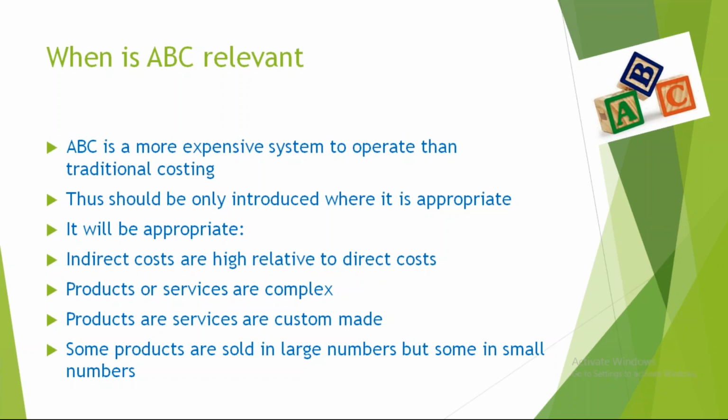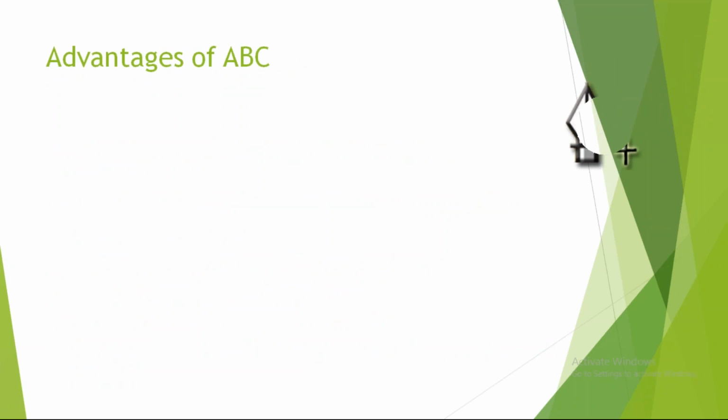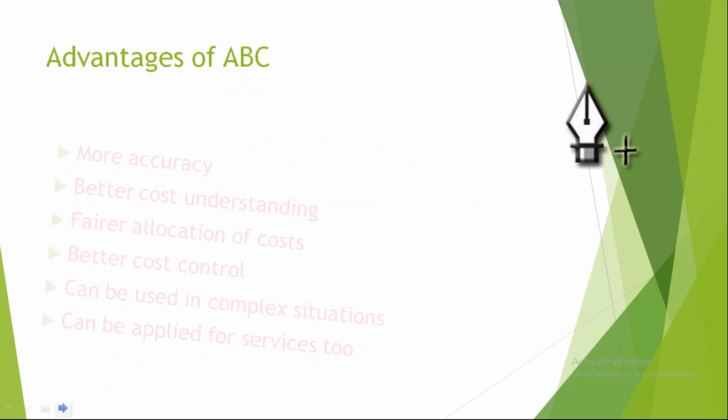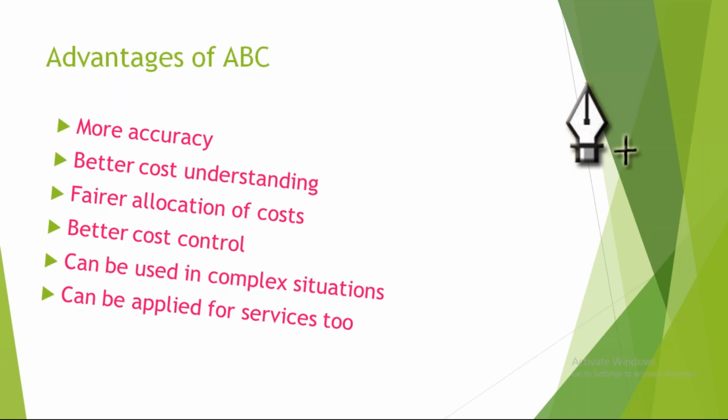And where some products are sold in large numbers, but some in small numbers. So when you have a mixed kind of sale, some are large quantity sales, some are small quantity sales, I think the activity-based costing can become very clear. What are the advantages? Obvious advantages. It's a better, accurate system of costing. I don't say very good, I think it's a better, accurate system of costing.